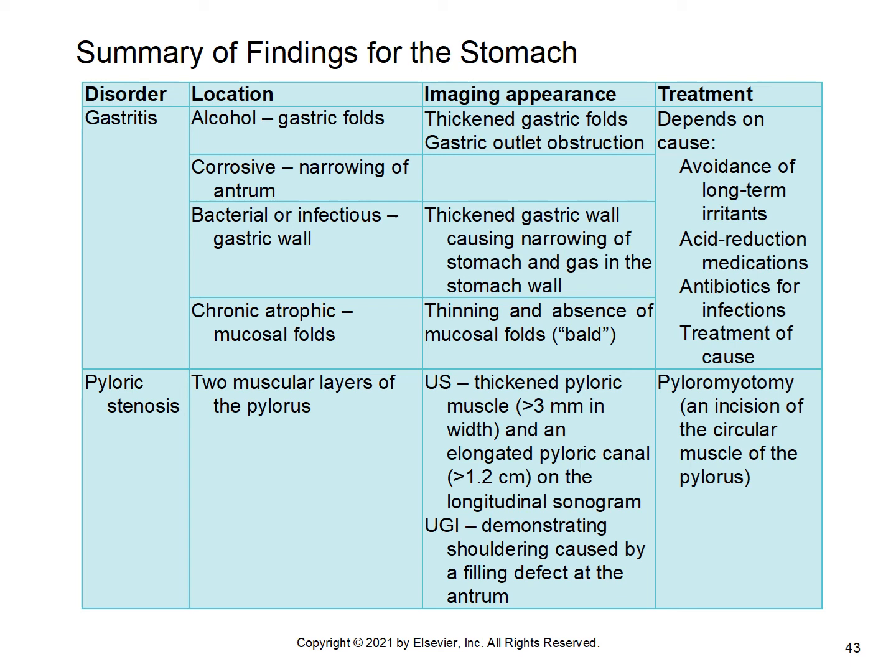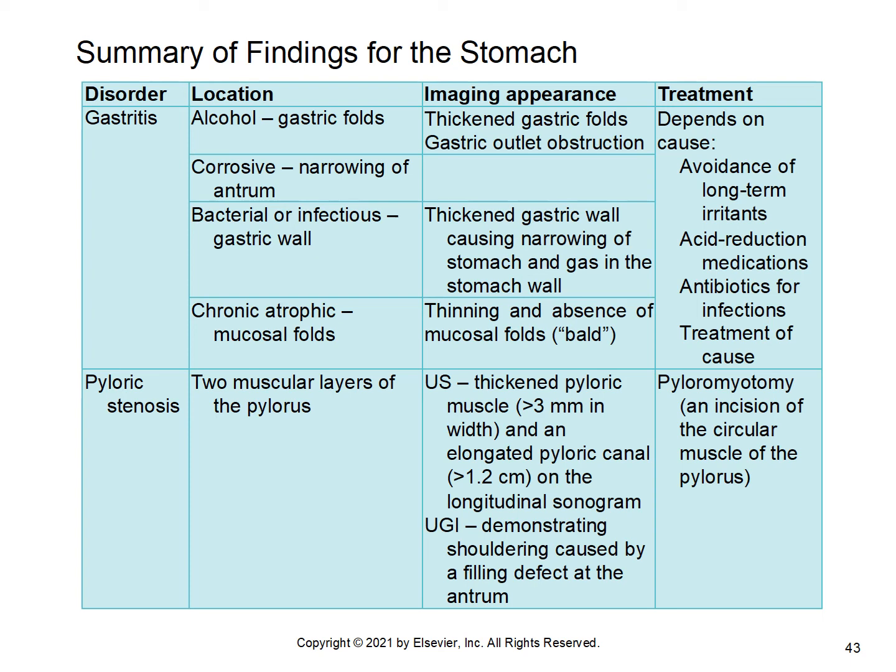If we have a corrosive gastritis, this is from swallowing something that was corrosive to our mucosal lining, like a poison or some sort of cleaning solution, and this will typically appear as a narrowing of the antrum. So just proximal to the pylorus is our antrum. If that narrows, that's going to be indicative of corrosive. And then we have our bacterial and infectious gastritis, which often leads to ulcers. Finally, we have our chronic atrophic gastritis, which means that we have underdeveloped mucosal cells, and so we'll see unusual appearing mucosal folds.